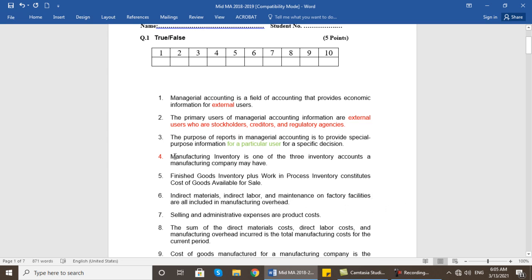Number 5, finished goods inventory plus work in process inventory constitute cost of goods available for sale. It's wrong. It's false.